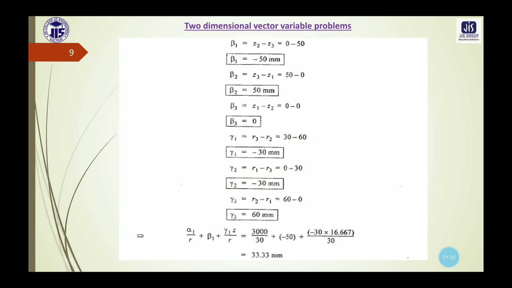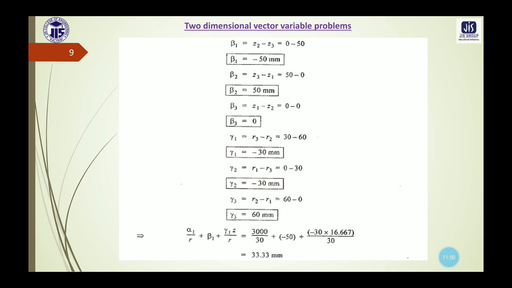Next, we need to calculate the value of beta 1. The formula to calculate beta 1 is Z2 minus Z3, so it is minus 50 millimeter. Next, the formula to calculate beta 2 is Z3 minus Z1. The value of Z3 in this numerical is given as 50 millimeter, and Z1 is given as 0, so beta 2 comes as 50 millimeter. Next, the formula to calculate beta 3 is Z1 minus Z2. The values of Z1 and Z2 are given as 0, so finally the value of beta 3 comes as 0.